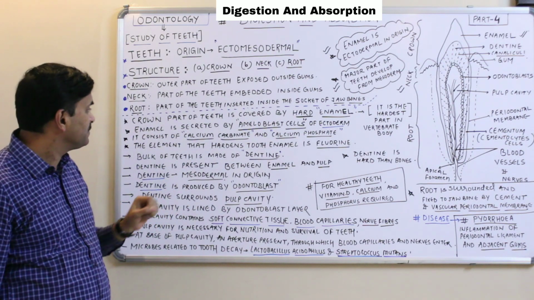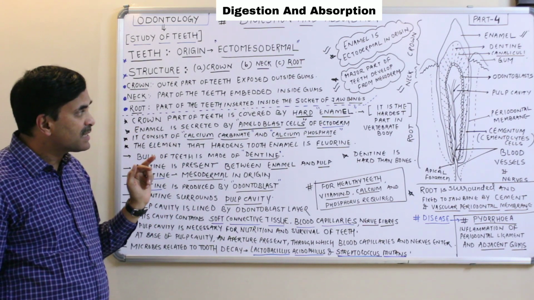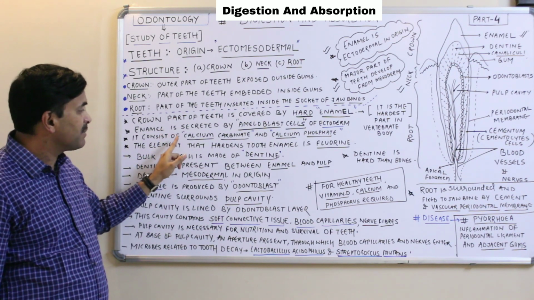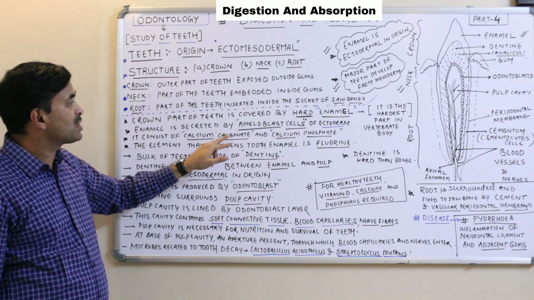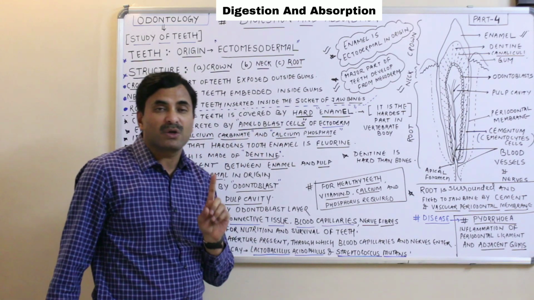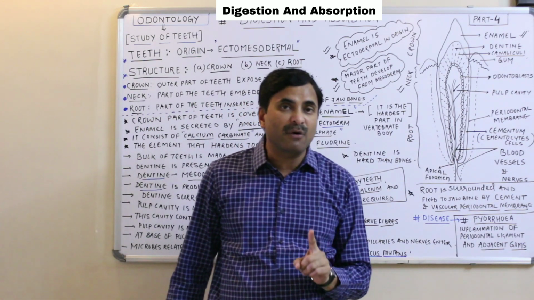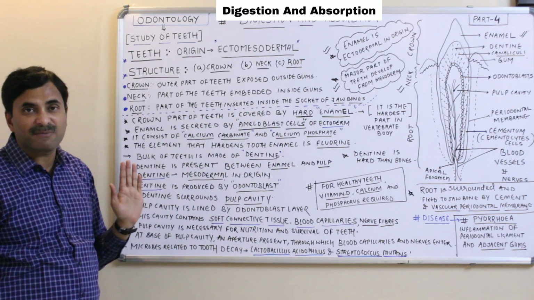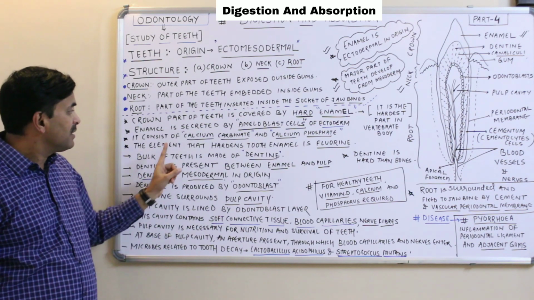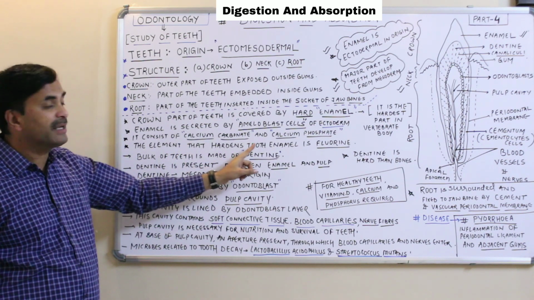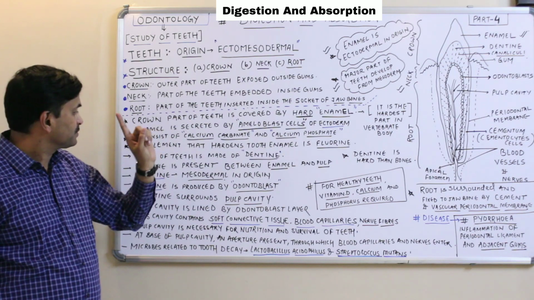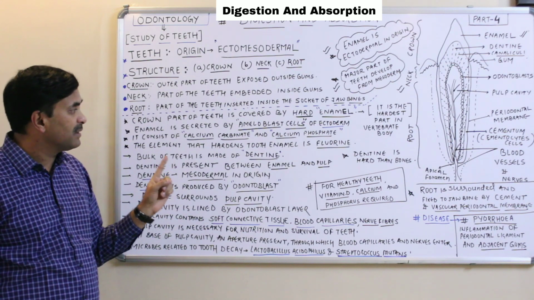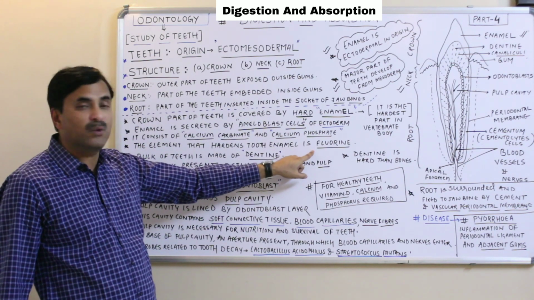Now the question arises: why is enamel so hard? The enamel is hard because it consists of calcium carbonate and calcium phosphate. Remember, enamel is composed of calcium carbonate and calcium phosphate, and that's why it is the hardest substance known. And one more thing, the element that hardens the tooth enamel is fluorine.